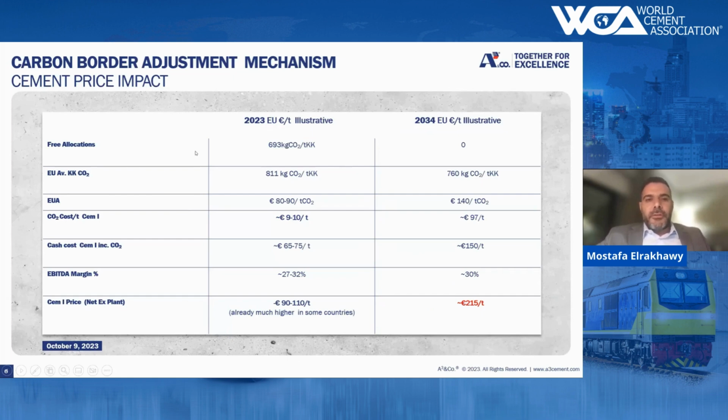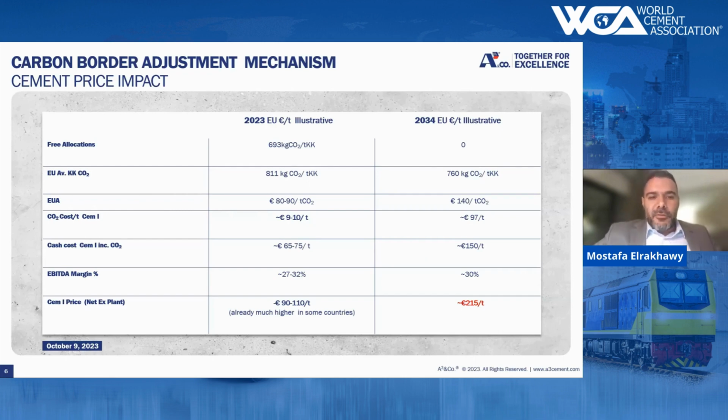What is the impact on the cement industry from this? As we speak now, the European Union average clinker CO2 is 811 kilograms CO2 per ton clinker, and it's expected to decrease with the measures in 2034 to 760 kilograms CO2 per ton clinker as well. And the European Union allowance now is around 80 to 90 euros per ton of CO2.